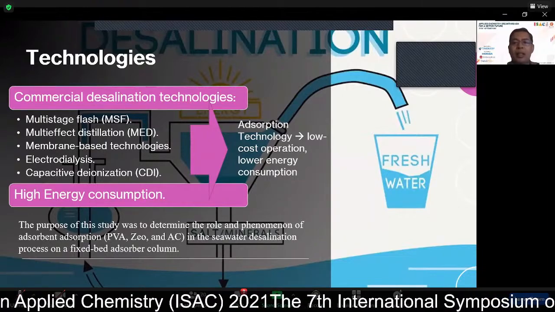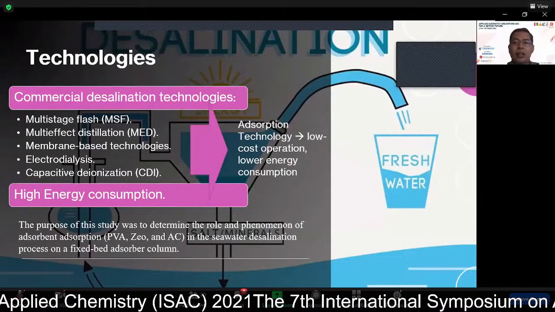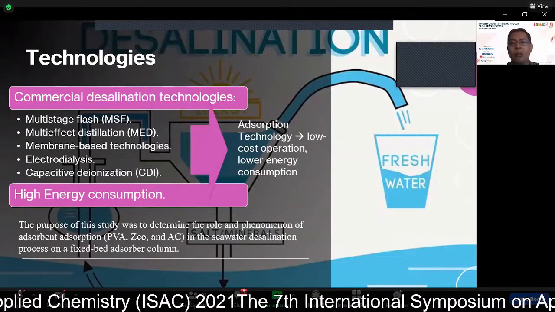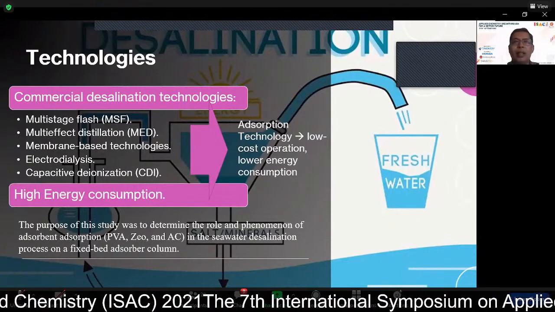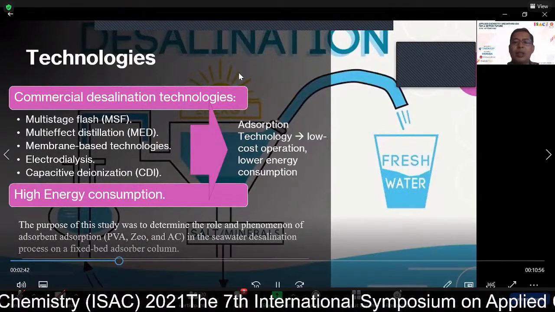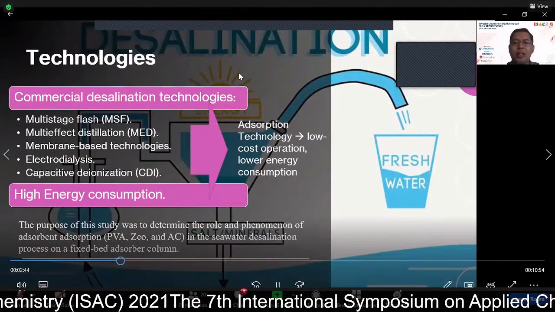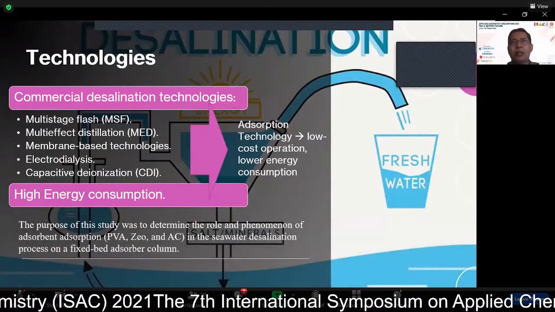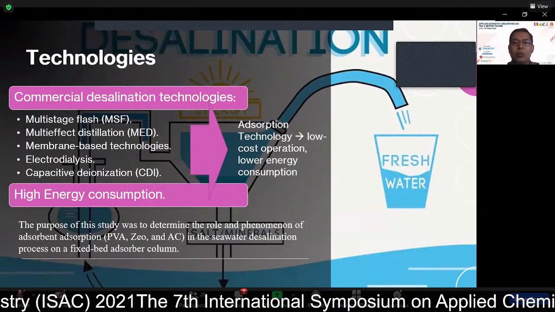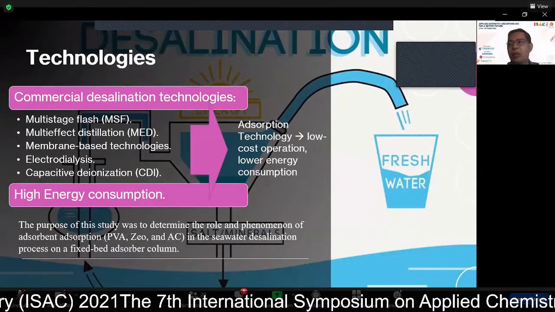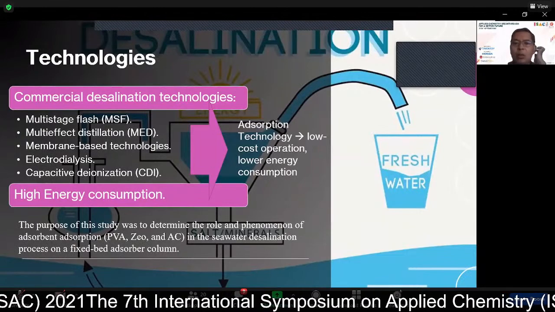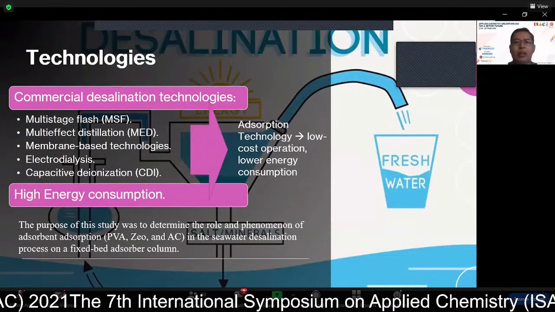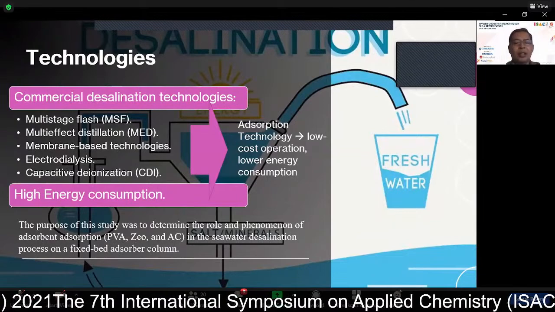However, the commercial desalination technologies use high energy consumption. In this research, we provide a technology which is low cost in operation and low in energy consumption. We provide adsorption technology for producing fresh or clean water from seawater desalination.